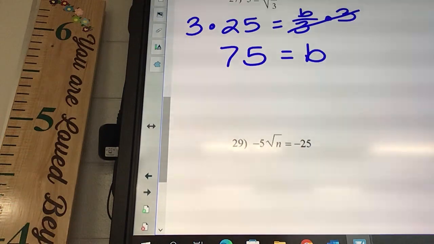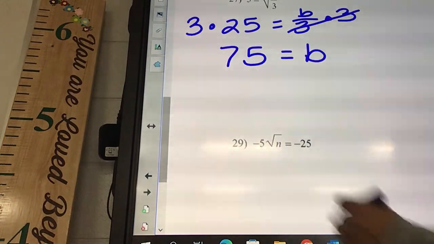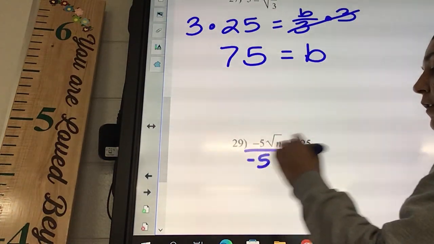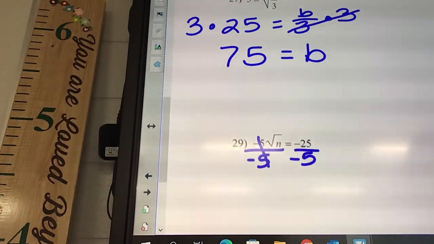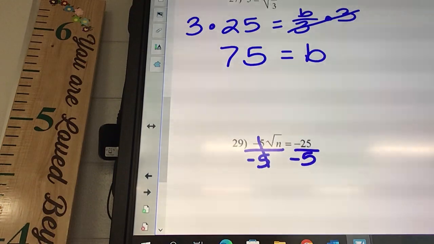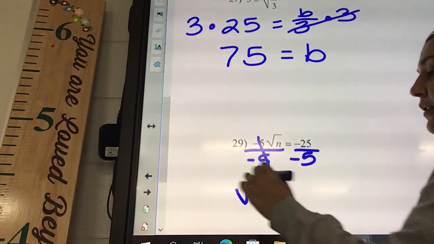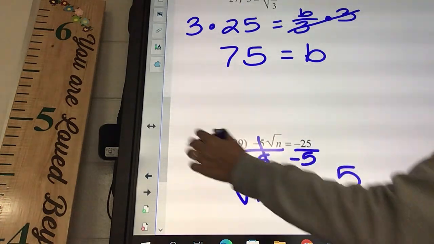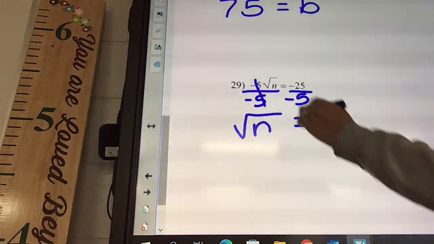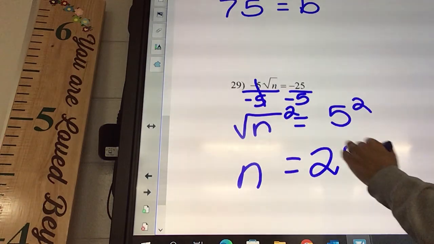29, what needs done first? Divide by negative 5. Okay, and those are probably the trickiest ones, okay? So if there's no plus or minus sign between that number and that square root, then you know you have to divide, okay? That means times, so we gotta divide. So you're gonna get square root of n equals 5. Square them. So you get n equals 25.